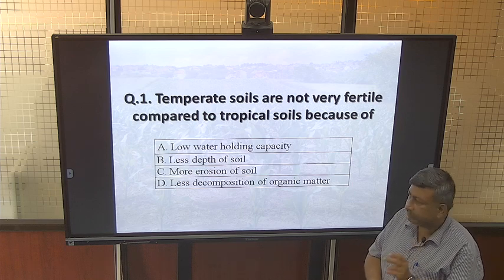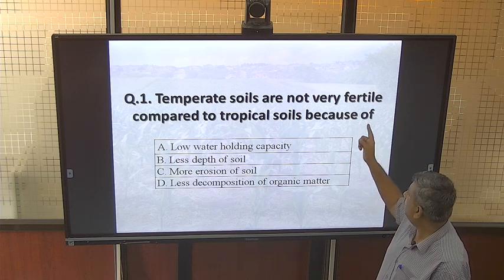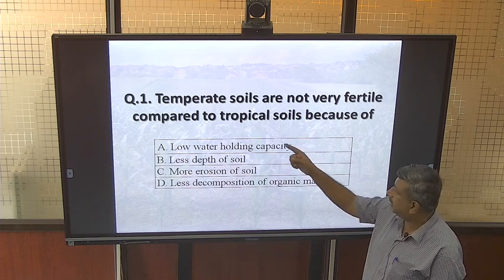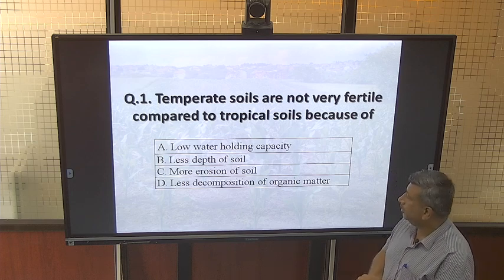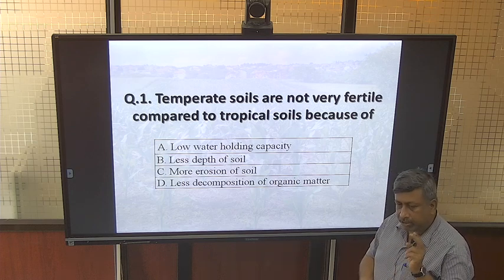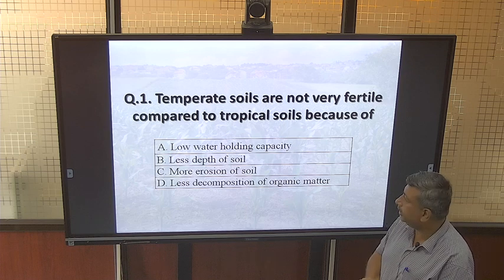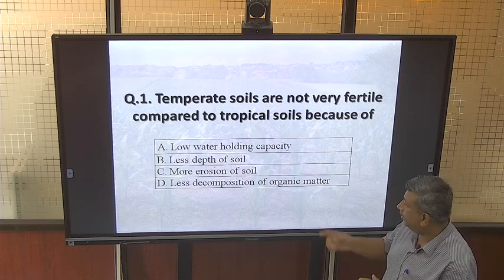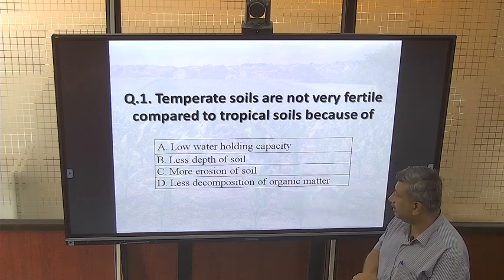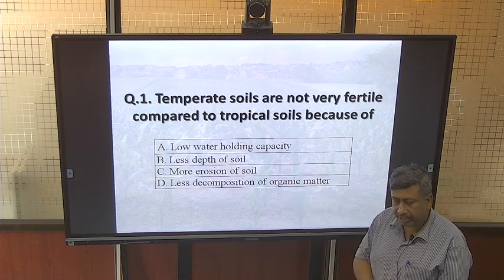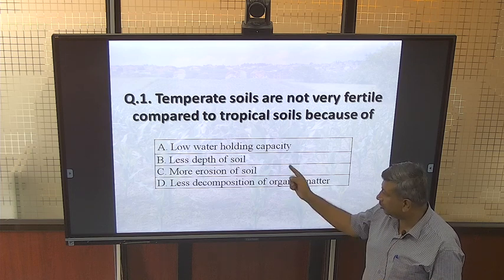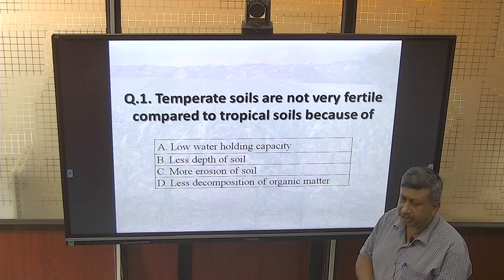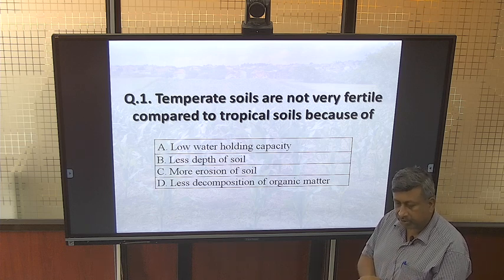Here two things are very important. First, the question is asked about fertility, and second, it is a comparison between temperate and tropical soil. So, we have to compare temperate and tropical soil with respect to soil fertility, and the question asks why temperate soil has low fertility. The options are low water holding capacity, less depth of soil, more erosion, and less decomposition of organic matter. All these options are related to fertility, because if water holding capacity is good, then nutrient supply is more, because mass flow is more and diffusion is more.